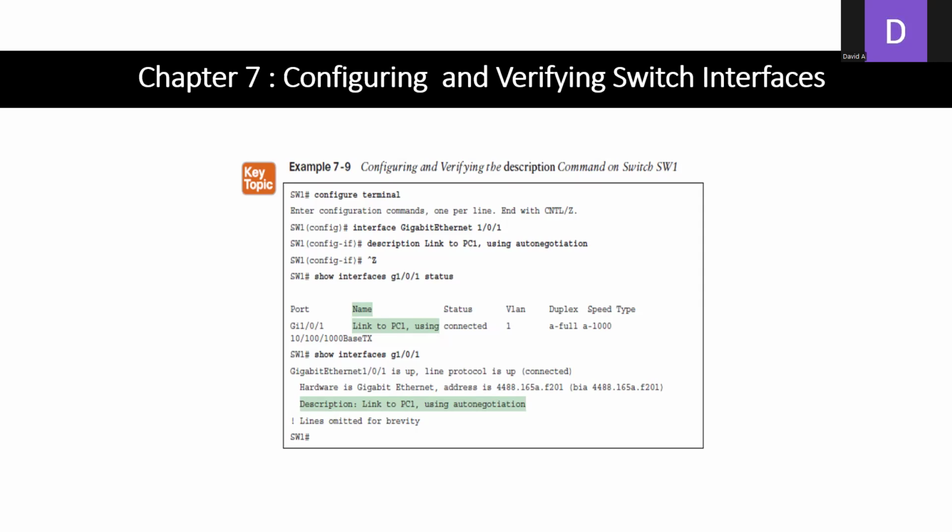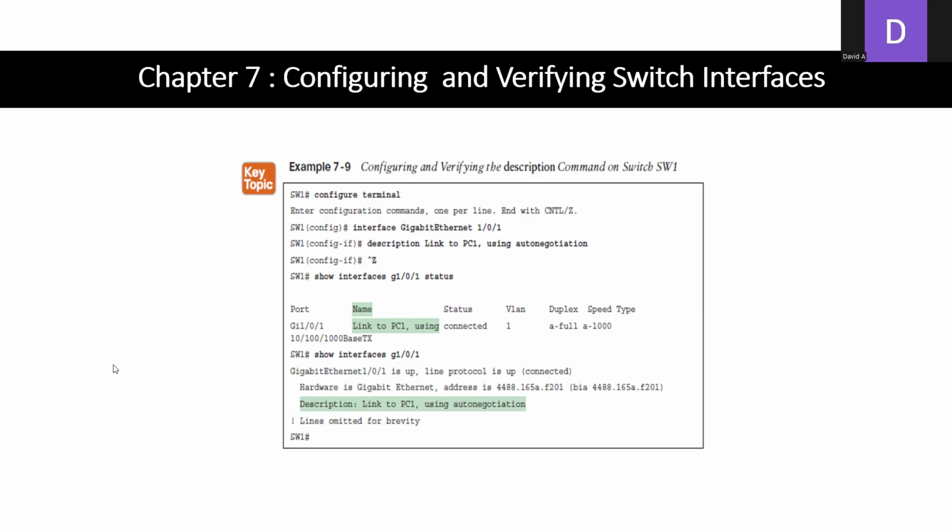So for this example, of course, you see some of the mechanics in the process, right? So we went into GigabitEthernet 1/0/1, right? We went ahead and added description, right? So description link to PC1 using auto negotiation, right? So we got spaces, we got uppercase, lowercase, we got commas. There's really not any limits besides the 200 character limit.